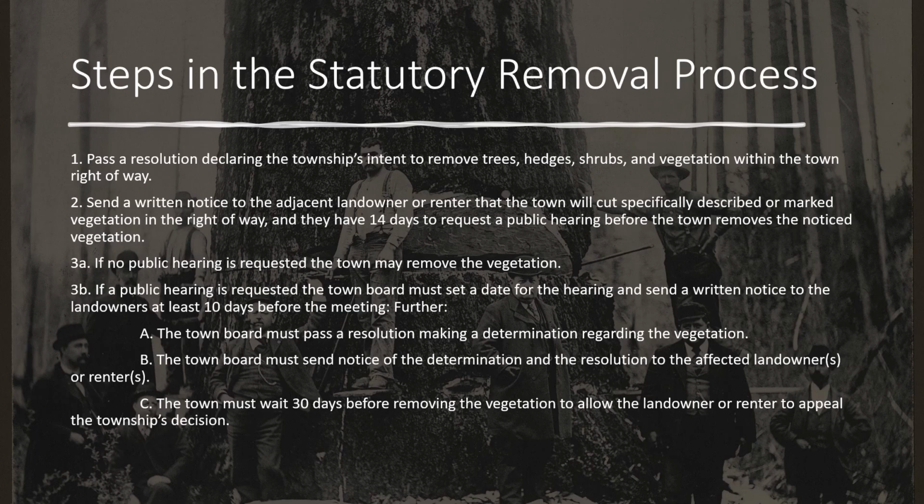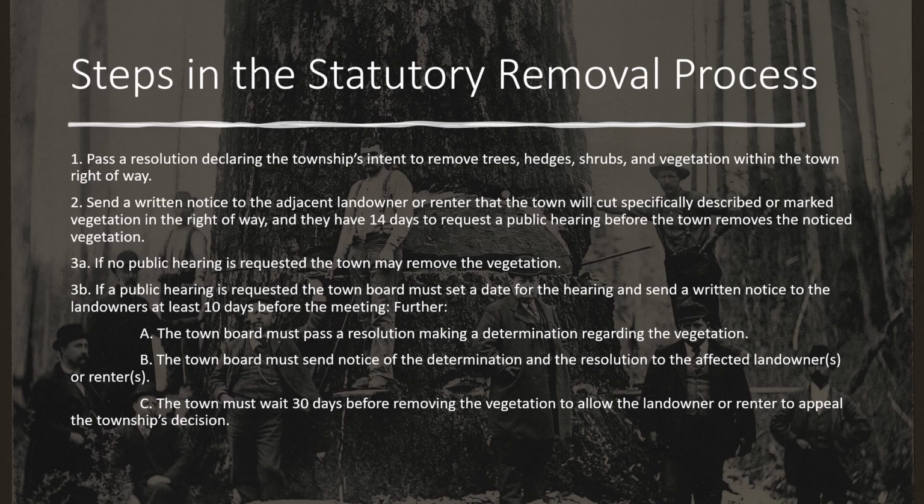So, breaking down this process from the beginning, the first thing that you have to do is to pass a resolution declaring the township's intention to remove trees, hedges, shrubs within the town right-of-way. The next thing we have to do is to send written notice to the adjacent landowners or renters that the town will cut specifically described or marked vegetation, and that they have 14 days to request a public hearing. If no public hearing is requested, we can go ahead and cut.